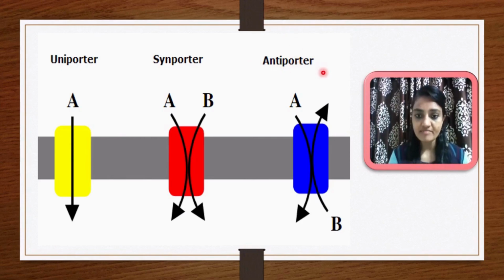Here you can see one molecule A is transported from outside to the inner side and another molecule simultaneously, or we can say parallelly, is transported across the membrane from the inner side to outside, but the direction is different. If the direction is different, then it is considered antiport. If the direction is the same, it is considered symport. And if only one individual molecule is transported, it is considered a uniport. This is the difference between uniport, symport and antiport.